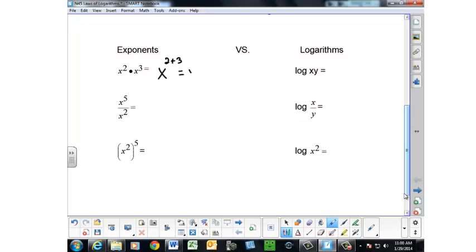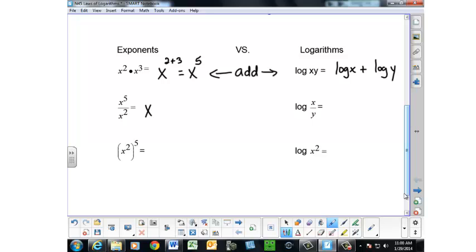So x squared times x cubed, the rule is to add your exponents. And then logarithms is going to be the same. Okay, we're going to break it apart. Log x plus log y. So the log law or rule there is to add.